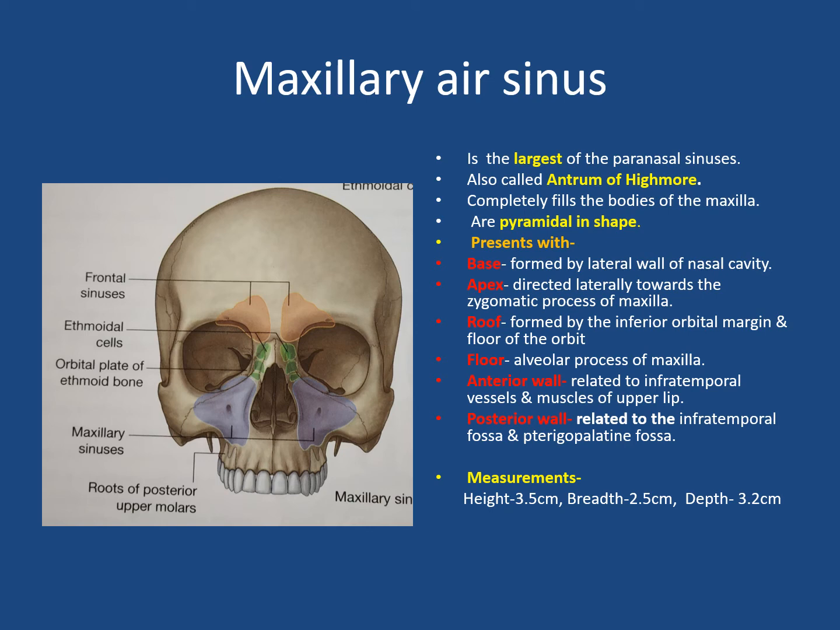The superior surface or roof of the maxillary air sinus is formed by the inferior orbital margin and the floor of the orbit, and the floor of the maxillary sinus is formed by the alveolar process of maxilla. The anterior wall is formed by the infratemporal vessels and muscles of the upper lip, and the posterior wall of the maxillary air sinus is related to the infratemporal fossa as well as the pterygopalatine fossa.